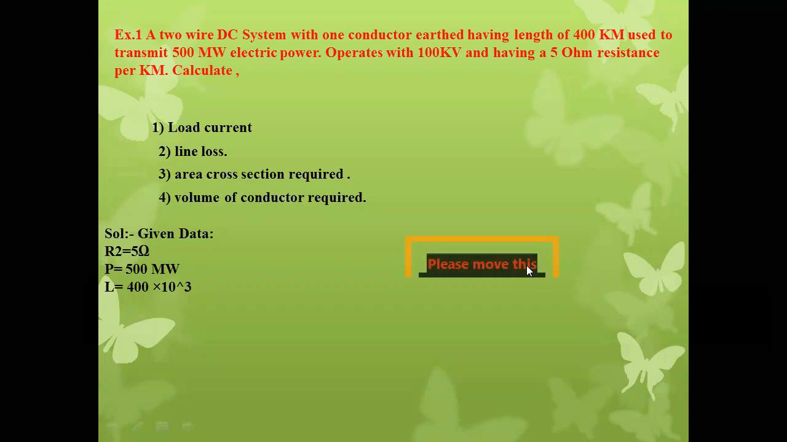Okay. So find out the volume of conductor material required. Okay. Just a calculation part is important. Okay. Volume of conductor material required. So tell me formula for this one. 2-wire DC system with one conductor earthed. Tell me, what is the formula for this one? Roll number 27, tell me. Yes, Shubham Kate, tell me.